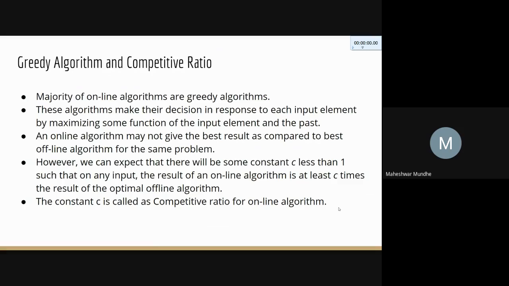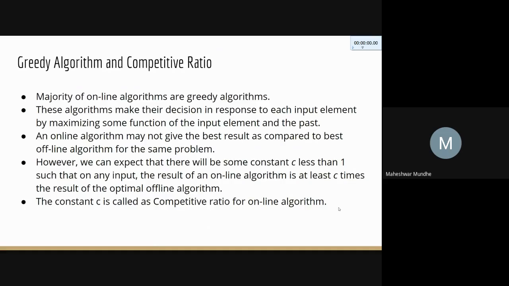However, the online algorithm may not give the best result as compared to the offline algorithm for the same problem. But we can expect that there will be some constant c, less than one, such that on any input, the result of the online algorithm will be at least c times the result of the optimal offline algorithm. So the c in this definition is usually called the competitive ratio for online algorithms, and it can be defined as the offline divided by the online.